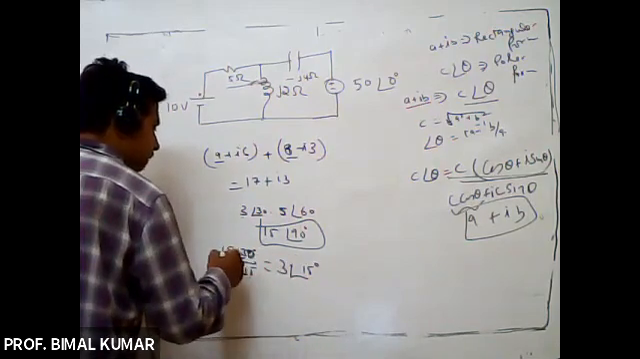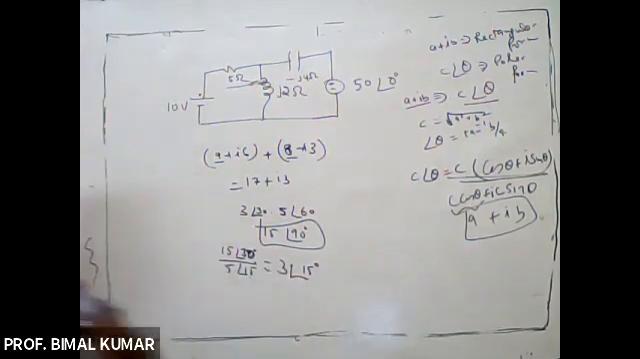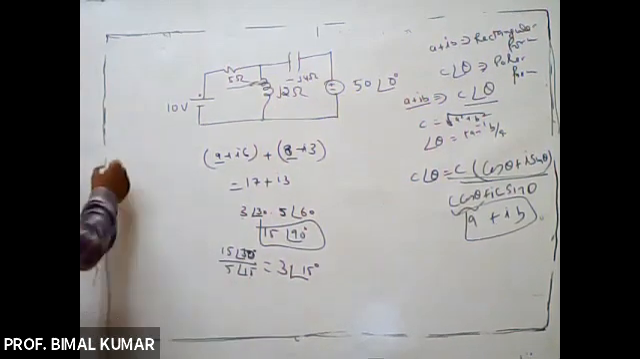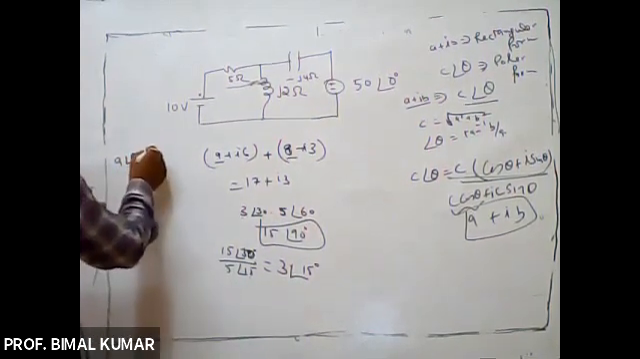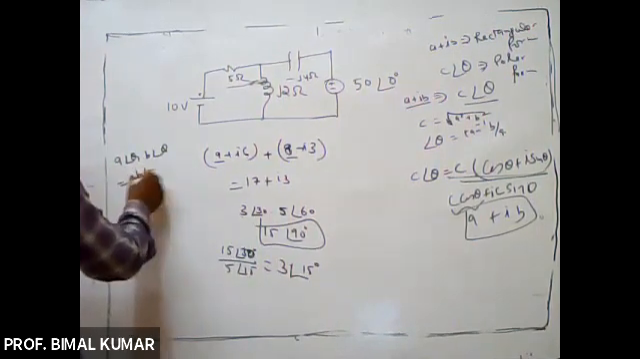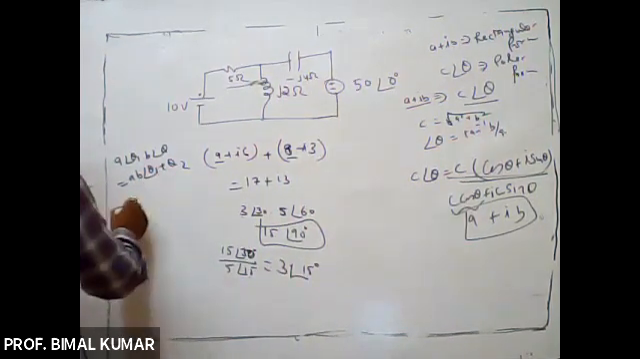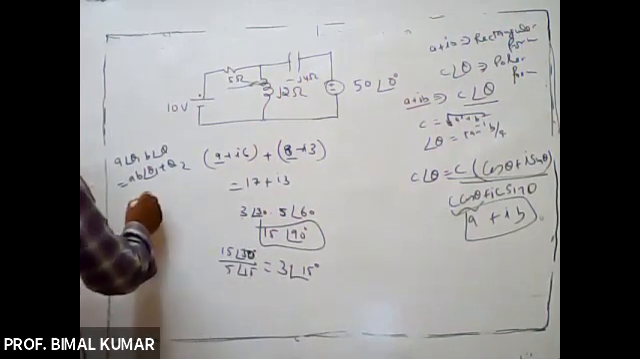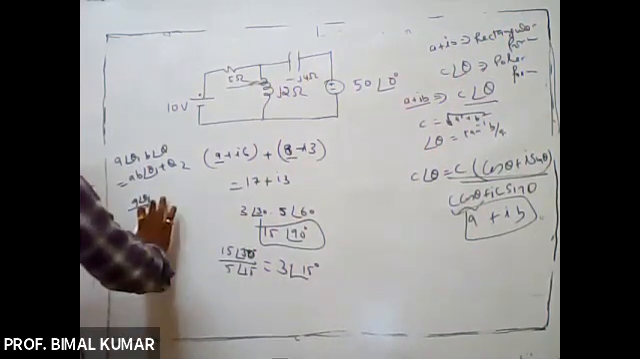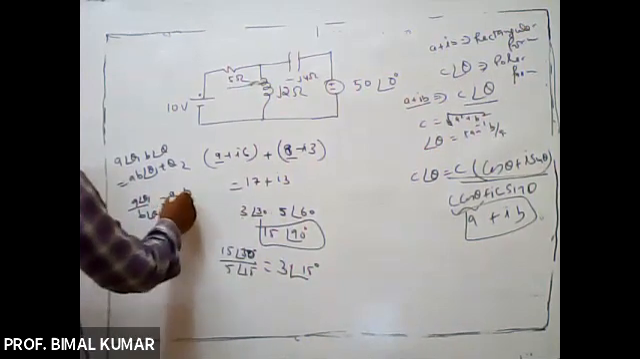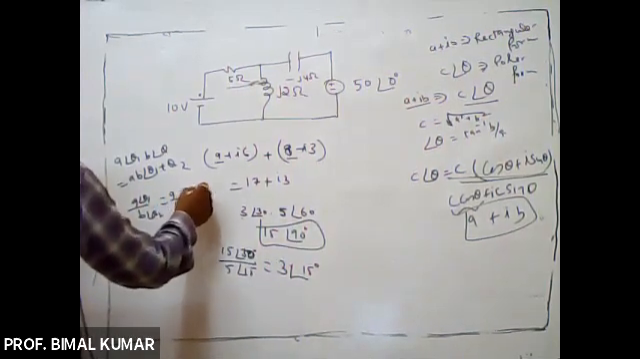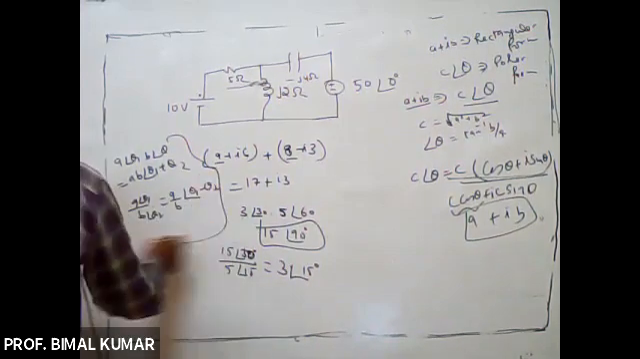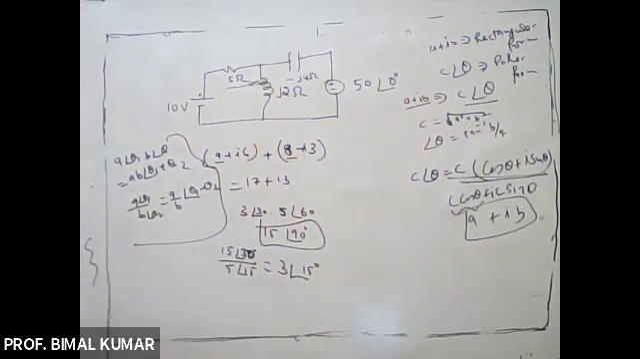So in case of multiplication, A angle theta 1 into B angle theta 2 will be equal to AB angle theta 1 plus theta 2, and in division, A angle theta 1 upon B angle theta 2 will be equal to A upon B angle theta 1 minus theta 2. So those are the standard results which you have already studied in mathematics. These results are useful here for solving such types of numericals.